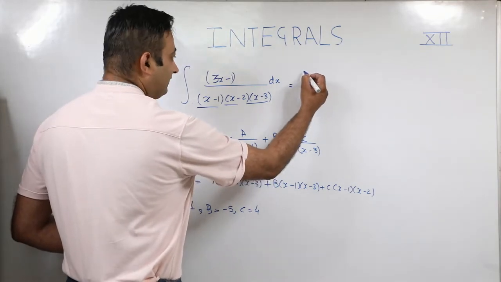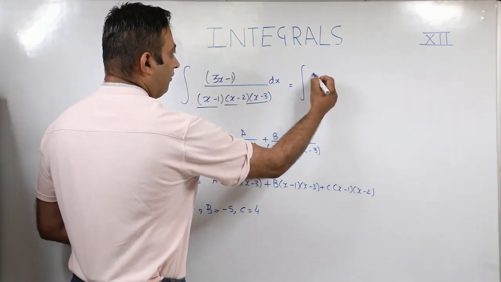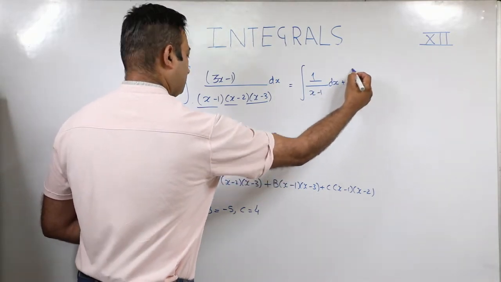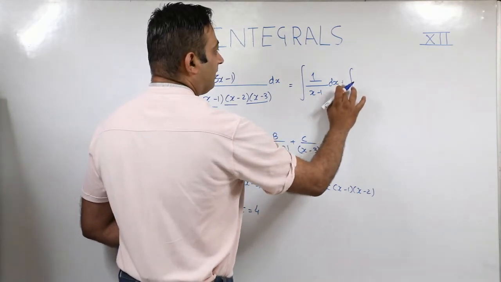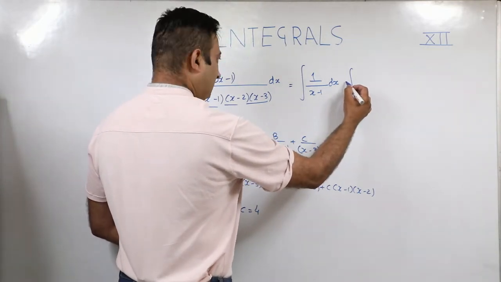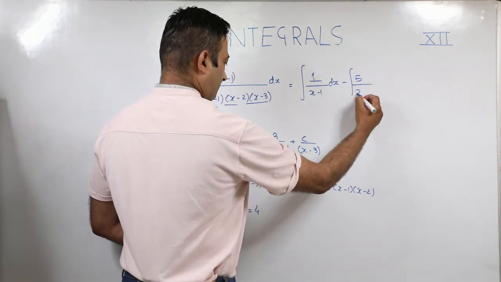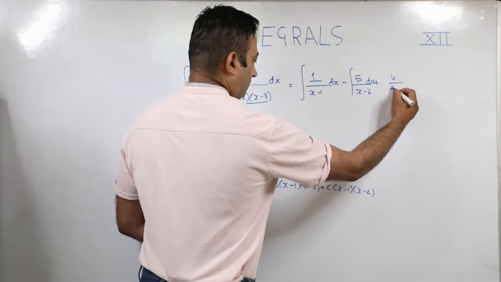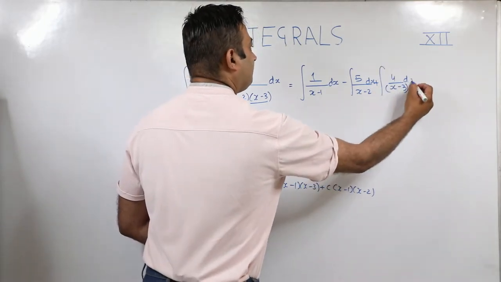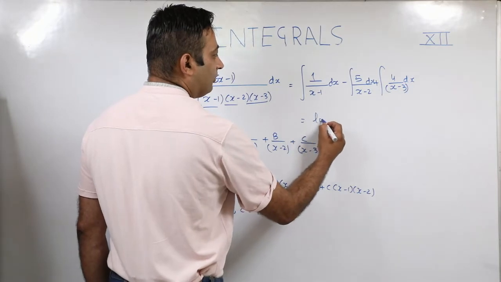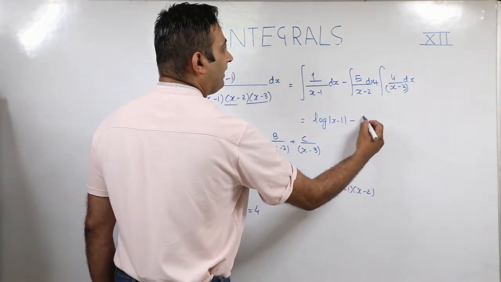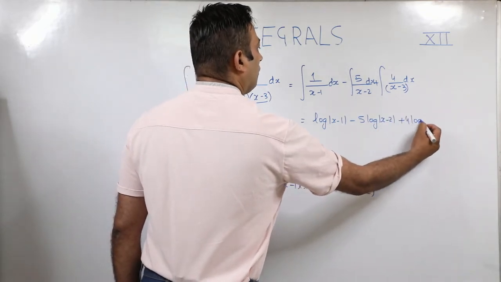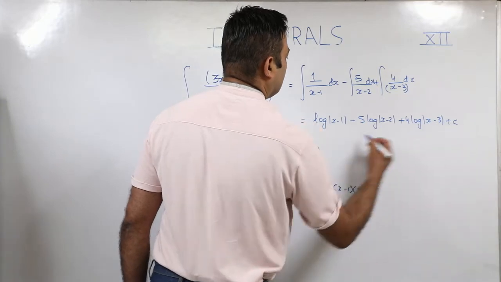Now, what we will get is integral of a upon x minus 1, that is 1 upon x minus 1, plus integral of b, now we can write b as minus 5. So, this is minus 5 upon x minus 2 plus c is 4, that is 4 upon x minus 3. Now, we can simply integrate using the standard integrals. We will get log of mod x minus 1 minus 5 log of mod x minus 2 plus 4 log of mod x minus 3 plus c. This is our answer.